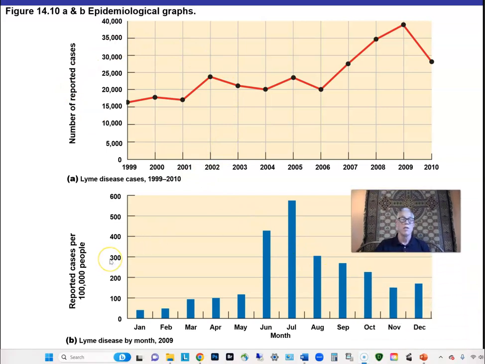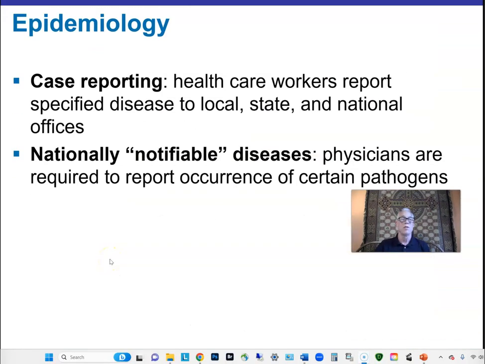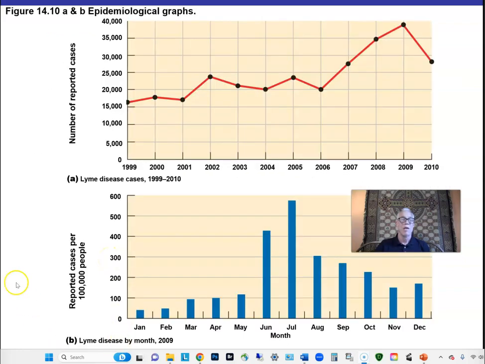But then down here we see relative values. We see the rates. So here we have reported cases of Lyme disease per 100,000 people. In this particular case, it's in different months of the year, and you can see what happens in the summertime. This is a vector transmitted disease. The ticks are prevalent and reproducing like crazy in the summertime. A lot of ticks out there, a lot of people getting bitten by ticks, and hence a lot of Lyme disease cases.